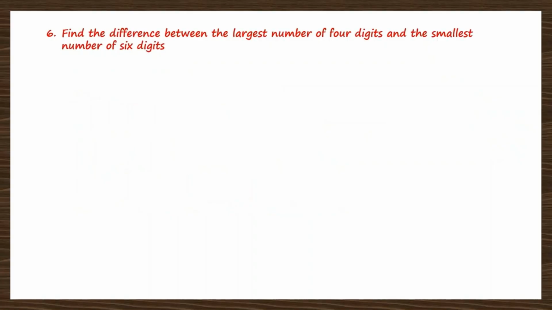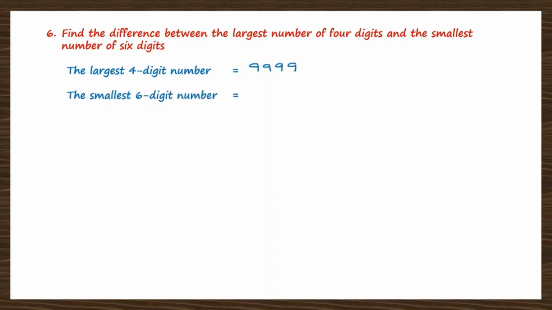Find the difference between the largest number of 4 digits and the smallest number of 6 digits. So let's begin. Which is the largest 4-digit number? 9,999. This is the largest 4-digit number. Then the smallest 6-digit number. Which is the smallest 6-digit number? Remember, it is 6 digits, so 1 followed by 5 zeros. 1, 2, 3, 4, 5.